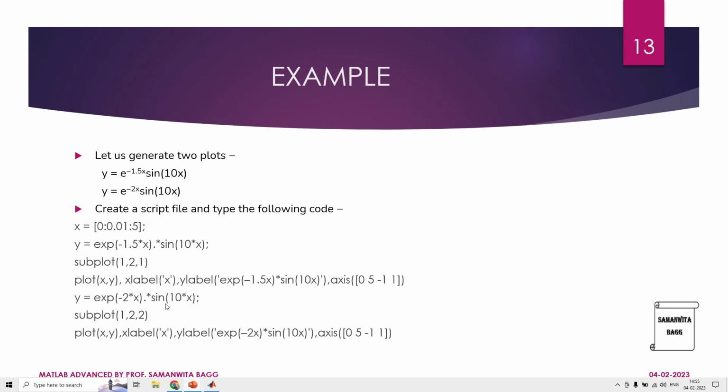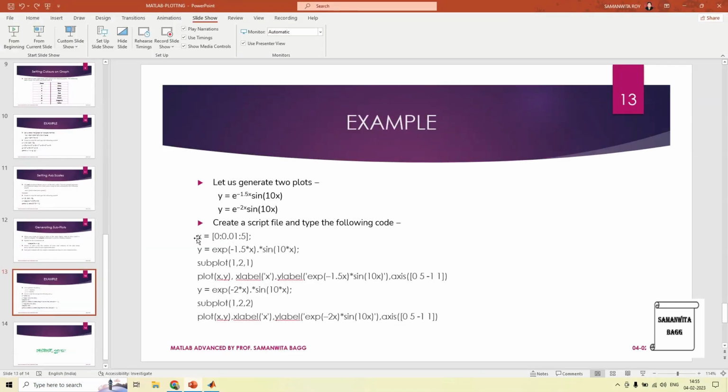Next we'll write the next equation of y. This is another subplot m, n, and this is the particular plot p given here. We are plotting x, y, label x and label y is here, and this is the axis. So let's plot this in MATLAB and see how it looks like.